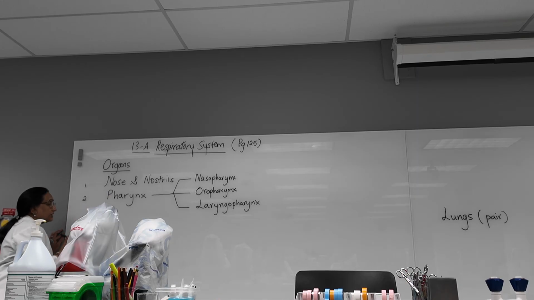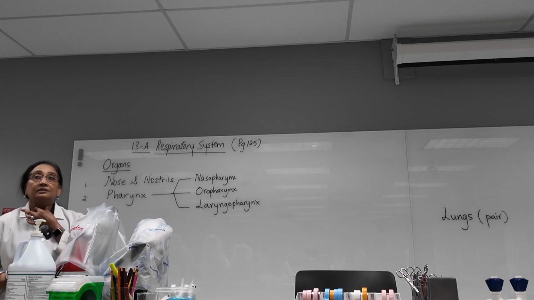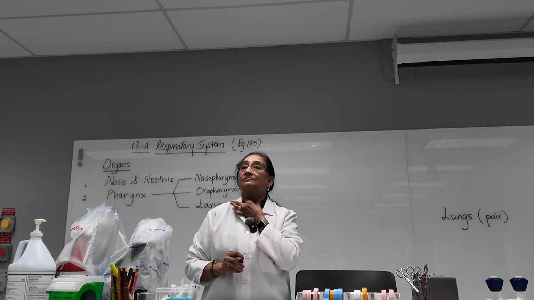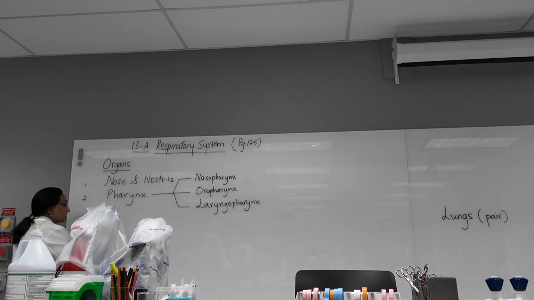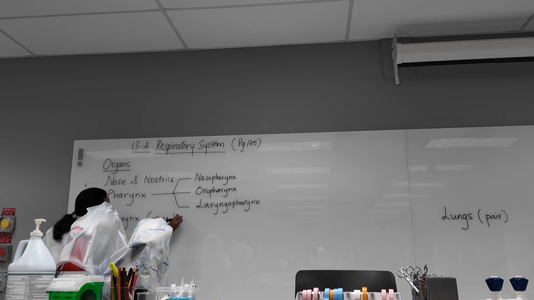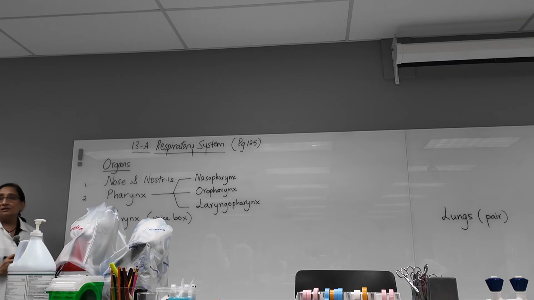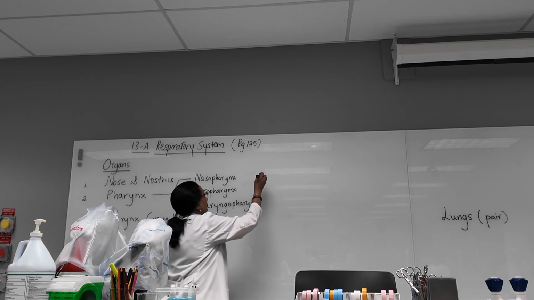After the pharynx, where does the air enter? What is here? The Adam's apple. What is this? Voice box, the larynx, okay? So air has to go through the larynx. Larynx is nothing but the voice box. From the larynx, where would the air enter? What is the passage? So let's draw this, okay?